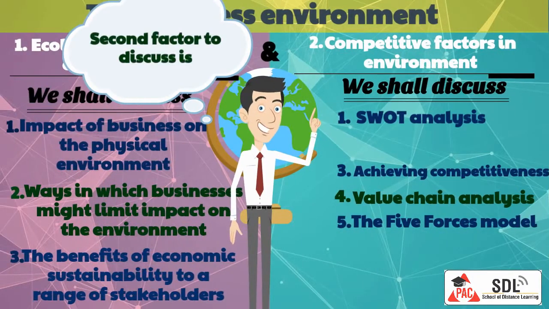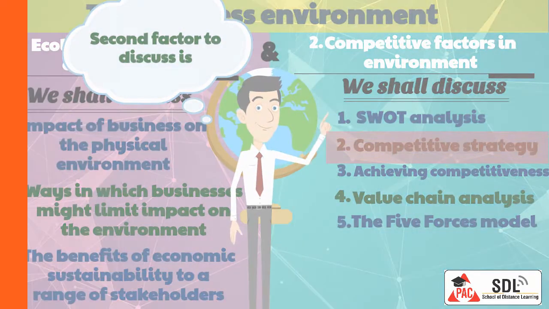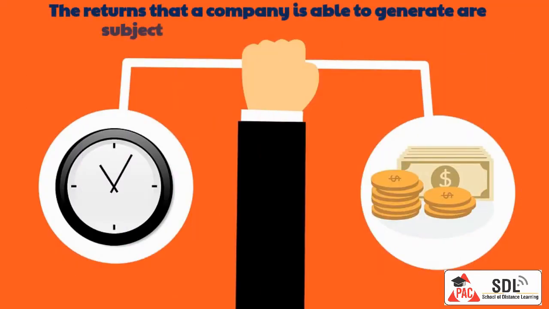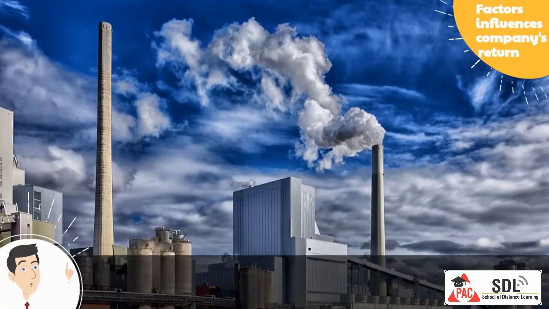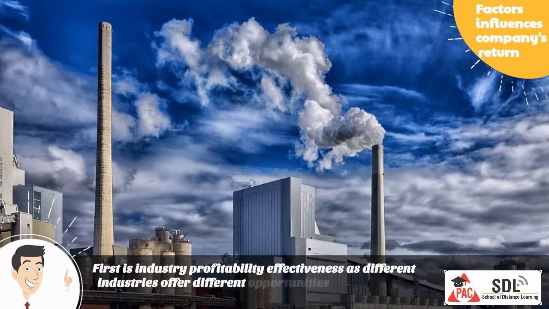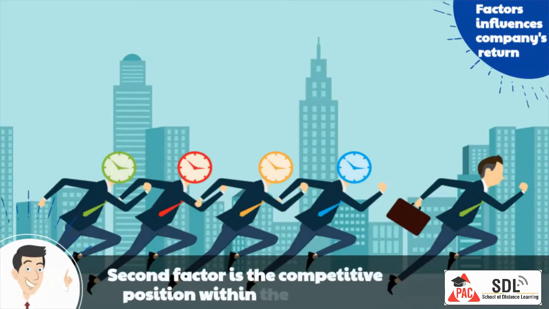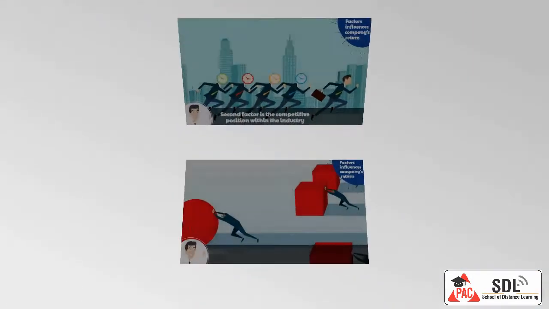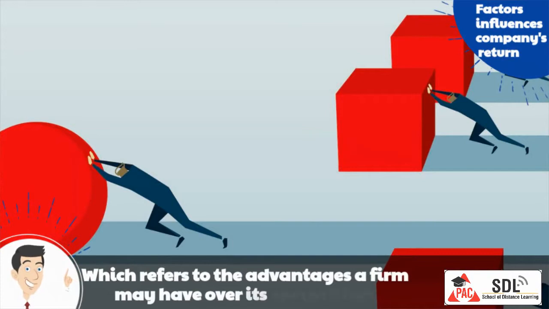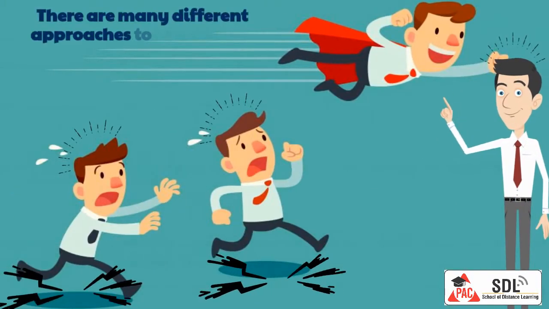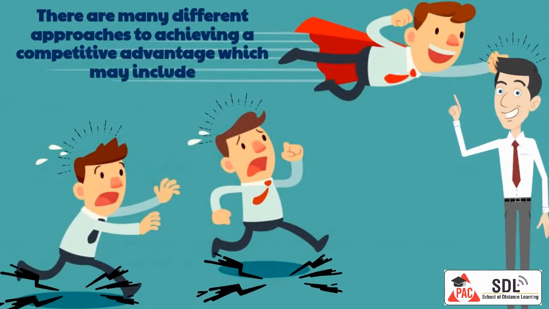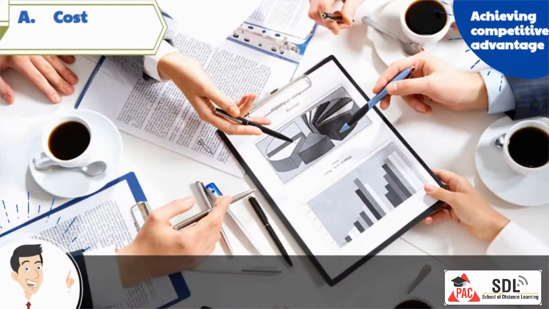Second factor to discuss is competitive strategy. The returns that a company is able to generate are subject to two fundamental influences. First is industry effectiveness, as different industries offer different opportunities for sustained profitability. Second factor is the competitive position within the industry, which refers to the advantages a firm may have over its competitors. There are many different approaches to achieving a competitive advantage, which may include cost leadership.